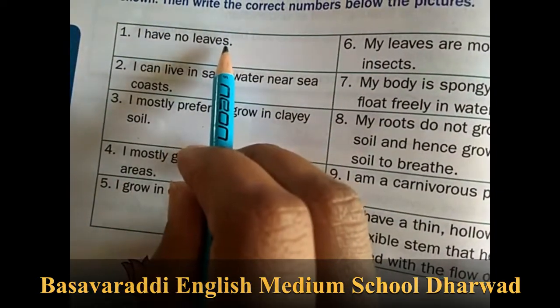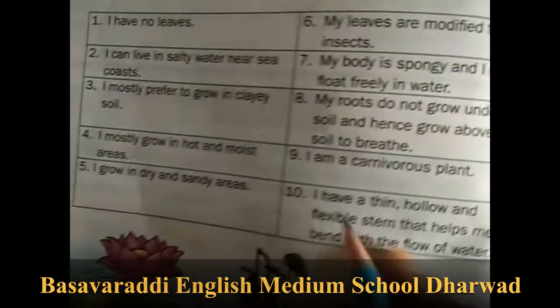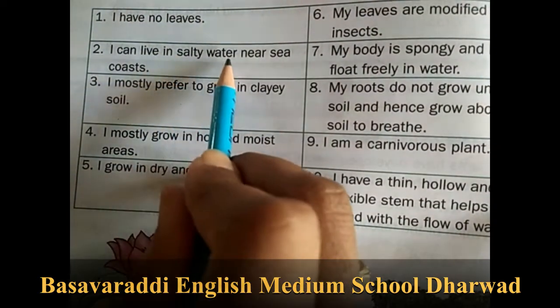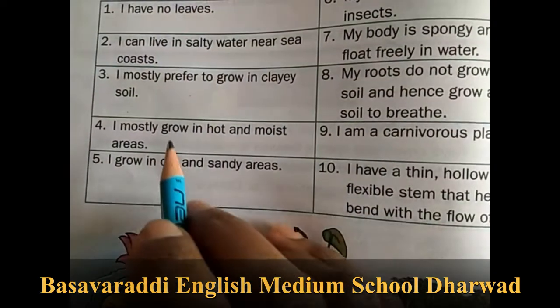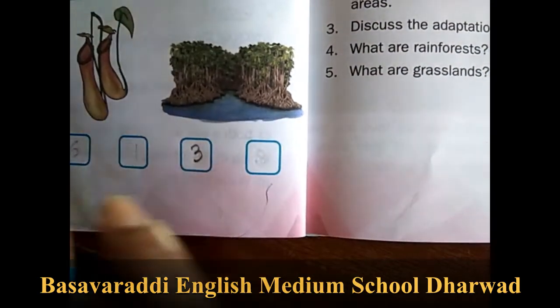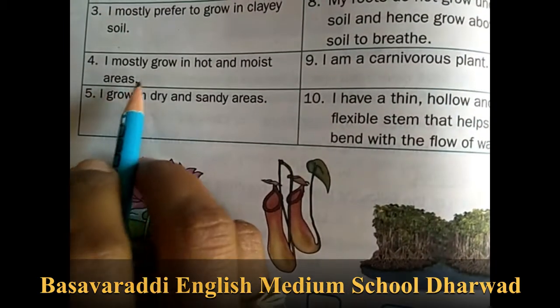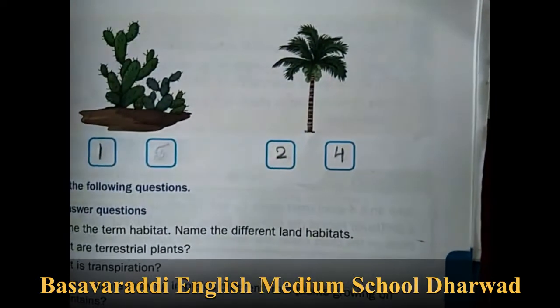I have no leaves. That is the cactus plant. I can live in salty water near sea coasts. That is coconut tree. Third one, I mostly prefer to grow in clay soil. That is mangrove trees. I mostly grow in hot and moist areas. That is coconut tree.